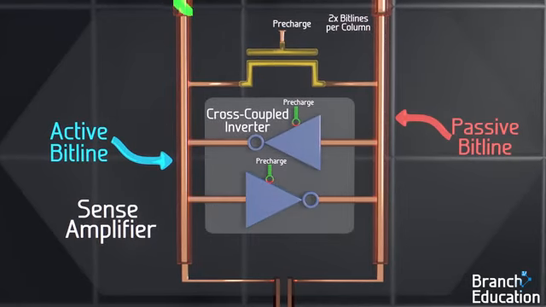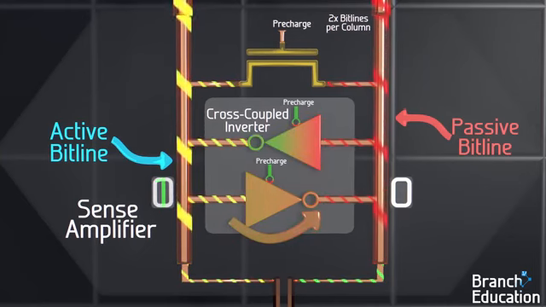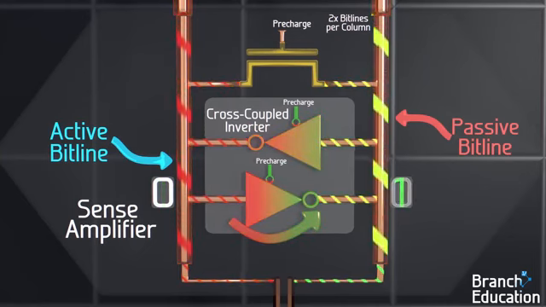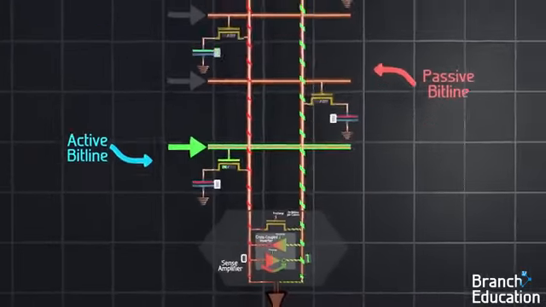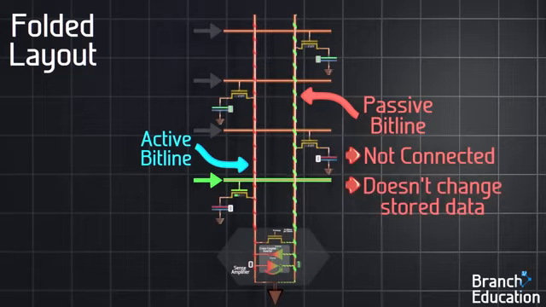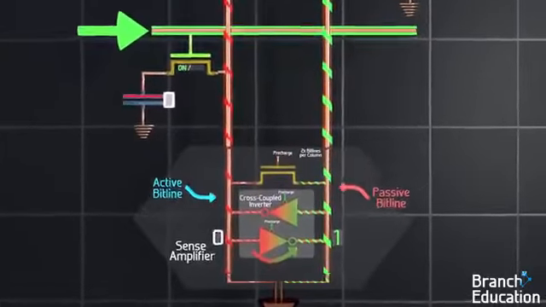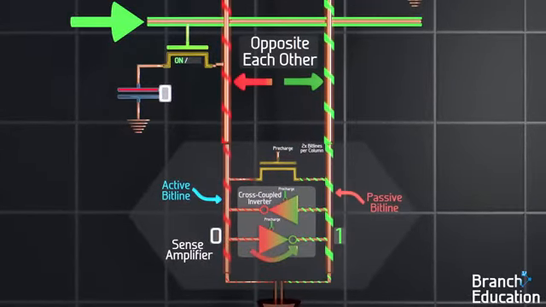How does this work? Well, when the active bit line is a 1, the passive bit line will be driven by this cross-coupled inverter to the opposite value of 0. And when the active is a 0, the passive becomes a 1. Note that the inverted passive bit line isn't connected to any memory cells, and thus it doesn't mess up any stored data. The cross-coupled inverter makes it such that these 2 bit lines are always going to be opposite one another, and they're called a differential pair.